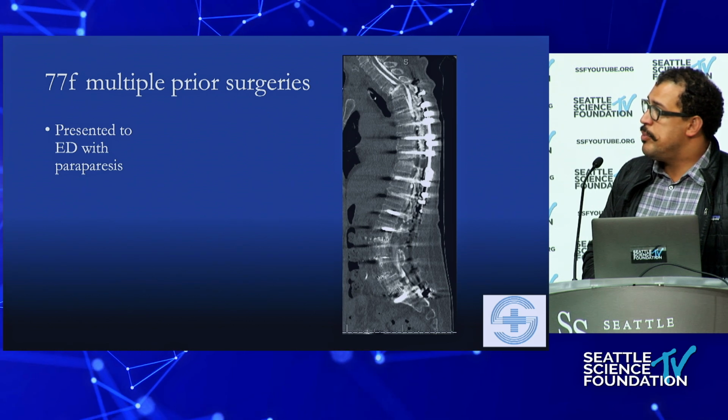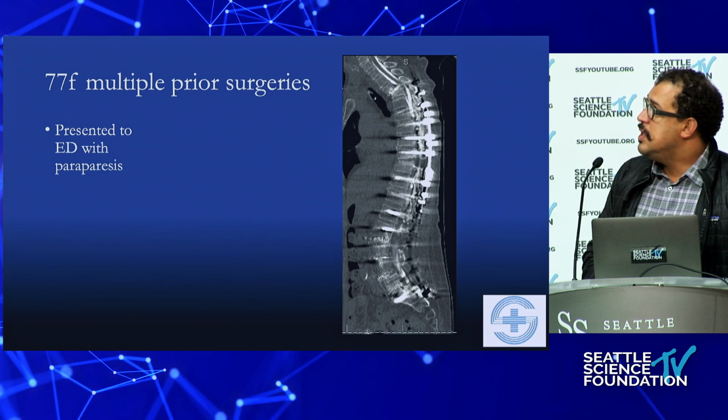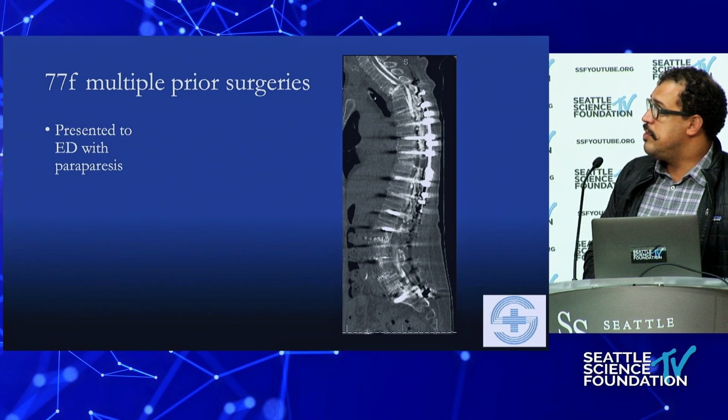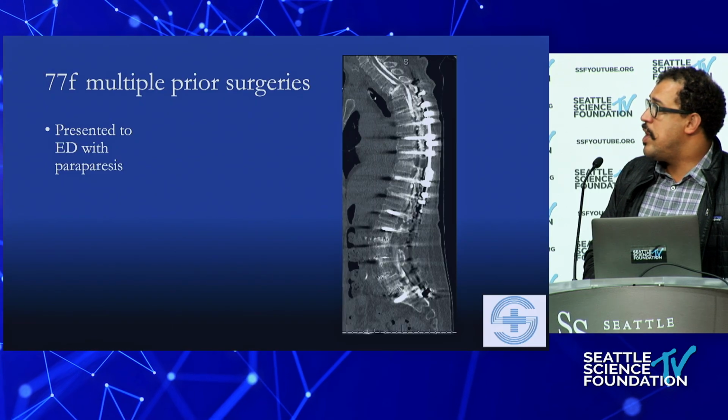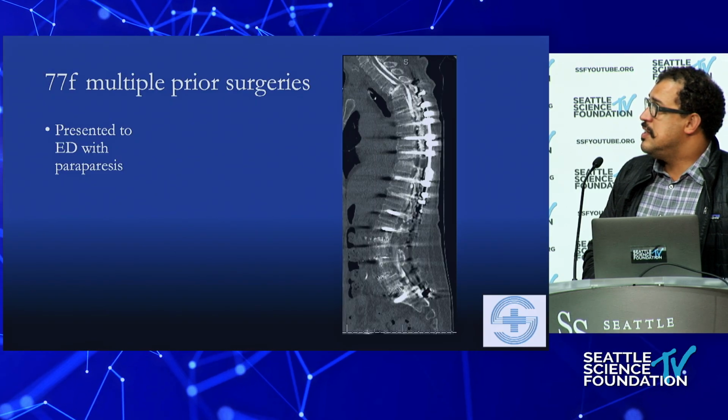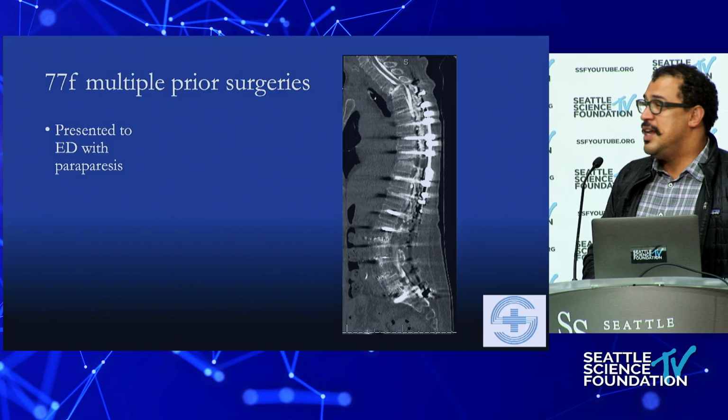So she showed up in our emergency department with a fracture dislocation at the T3-4 junction and was paraparetic. And so, again, this is not an elective case.